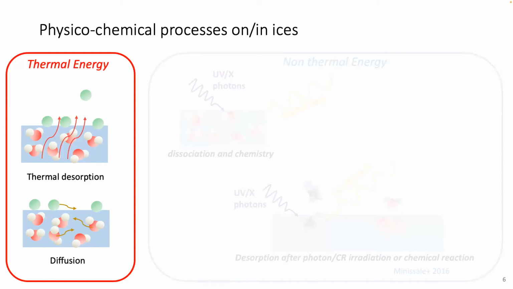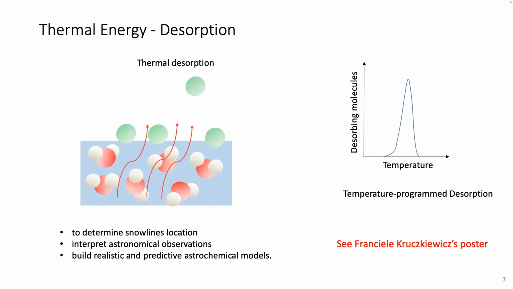So you can have thermal desorption and also diffusion. Just a very few words about thermal desorption. It's useful to determine snow line locations, to interpret astronomical observations, and to build nice astrochemical models. From an experimental point of view, you just heat your ice and you record the molecules that are desorbing from the ice, that are escaping the ice surface and going into the gas phase, and you record that gas phase signal as a function of the temperature, and you have some temperature programmed desorption results.